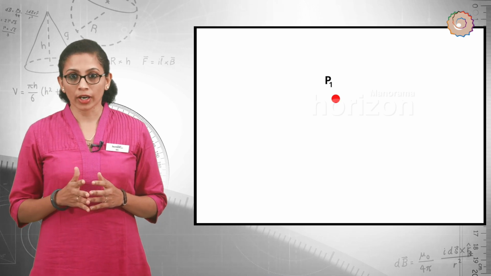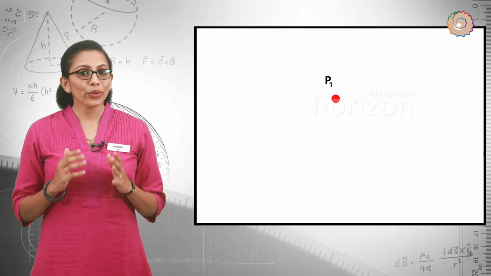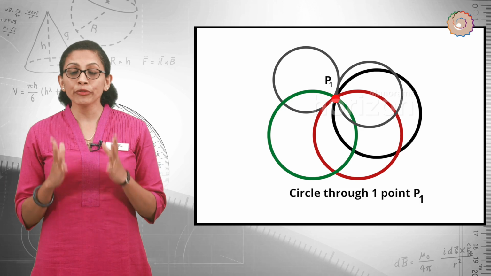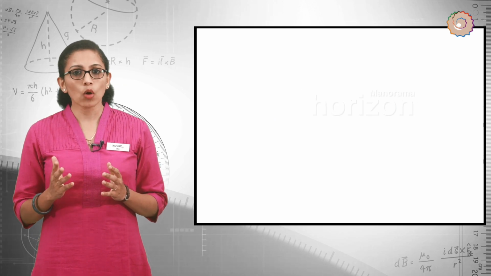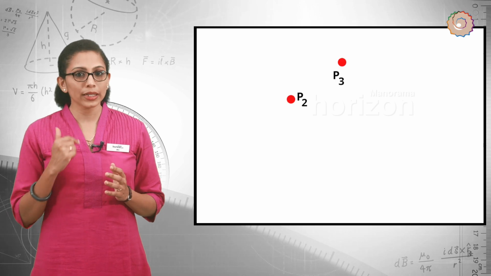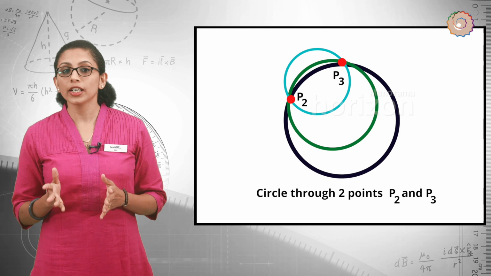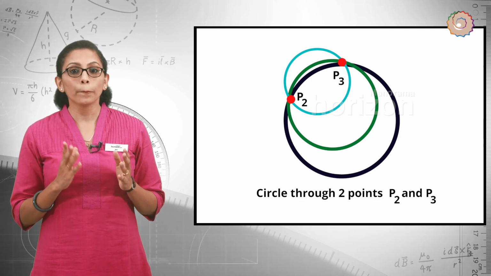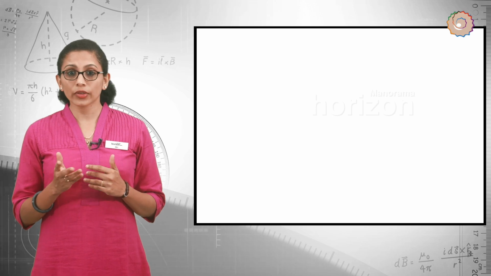Take a point P1. How many circles can be drawn through this point? We can see in the figure that an infinite number of circles can be drawn through P1. Now take 2 points P2 and P3. Again we can see there may be an infinite number of circles passing through P2 and P3. What will happen when you take 3 points?